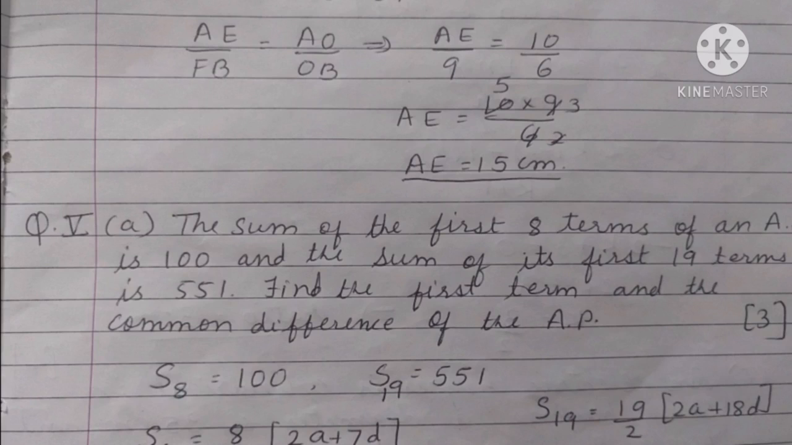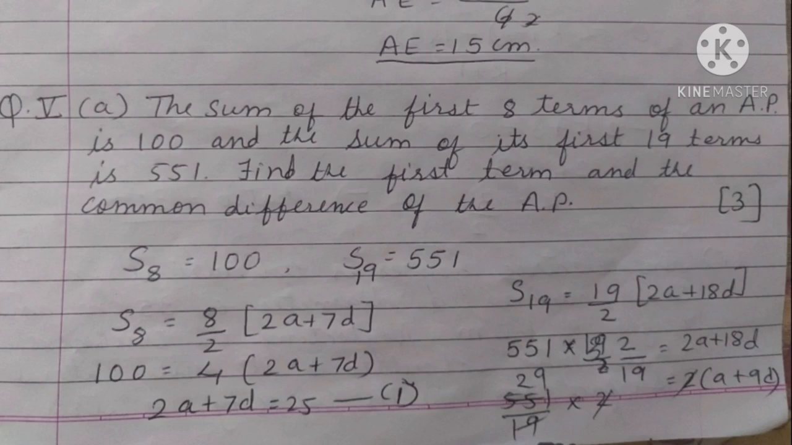So now taking the formula for S8, that is 8 by 2 in the bracket (2a + 7d), and the S19 formula as 19 by 2 (2a + 18d). Now place the value S8 as 100 and solve it. We get 2a + 7d is equal to 25, the first equation. And placing the value S19 as 551 and solving, we get a + 9d is equal to 29, which is the second equation.